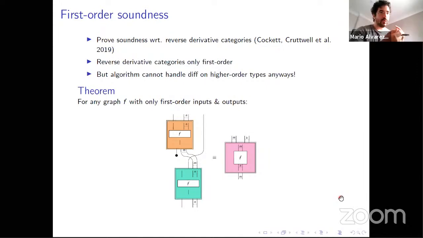So for the soundness proof, perhaps the hardest thing is to say exactly what soundness even means, because, at least to the best of my knowledge, nobody has a good, easy to work with definition of the gradient of a higher order function. You can get quite close to it with exponential linear logic, but it's fairly hard.